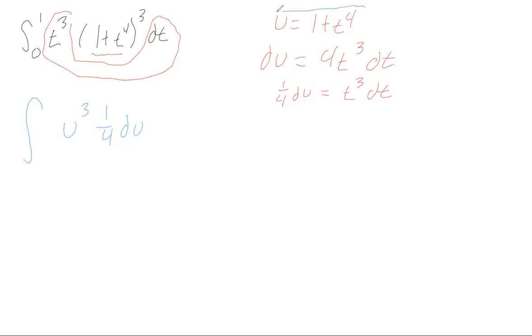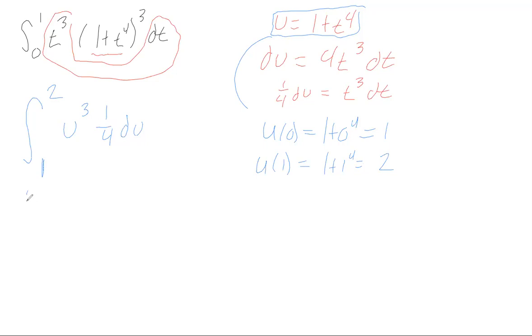So if this is how u is defined, we can ask, what's u at 0? Because this is in terms of t, we plug 0 in for t. We have 1 plus 0 to the 4th. That's going to be 1. So our lower bound changes from 0 to 1, and now it's in terms of u and not in terms of t. To find the upper bound, we need u of 1. So we plug that in up here: 1 plus 1 to the 4th. 1 to the 4th is 1, so that's going to go to 2. So our new bounds of integration are from 1 to 2.